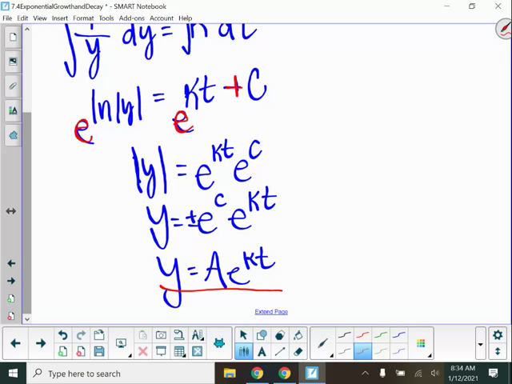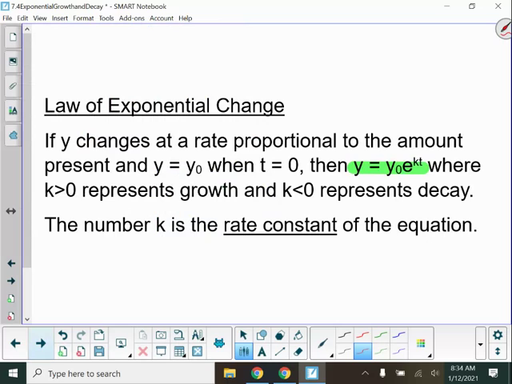This is a very, very common format as well on the AP exam, and you will be seeing some examples with this. So this ties directly in with our law of exponential change, only instead of that capital A, we actually have a y sub 0 here, where y sub 0 is typically going to be your initial amount that's present. If k is a positive number, that's going to be growth, and if k is a negative number, that's going to be decay. K is our rate constant in the equation. So this is just one of those laws that we will be working with.